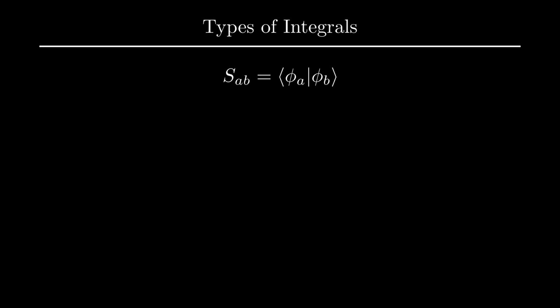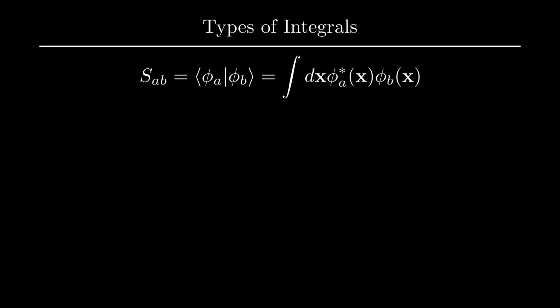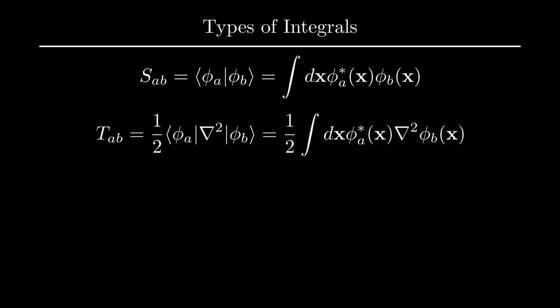The simplest is the overlap integral between 2 functions phi a and phi b. We represent these integrals using these brackets, which is customary from quantum mechanics. This notation just represents the integral of the product of these 2 functions over the entire space. Next up is the so-called kinetic energy integral, which is almost the same as the overlap integral, but we act with a Laplacian on the second function.